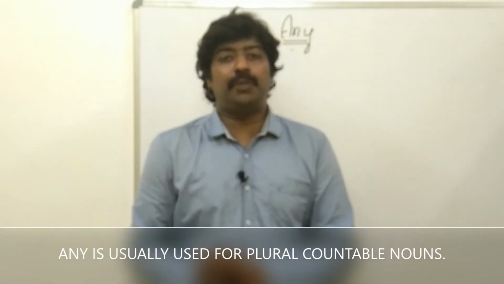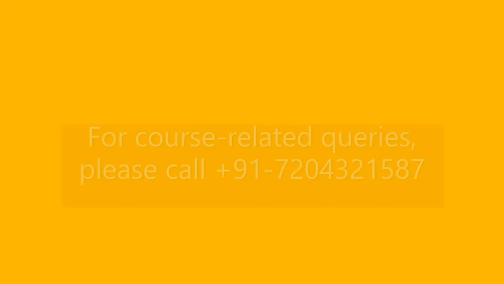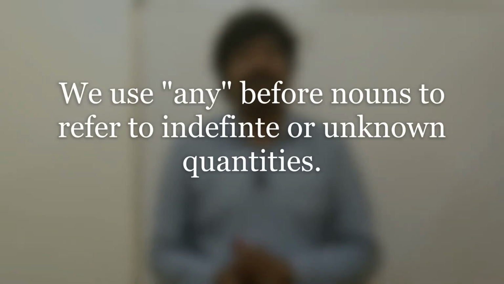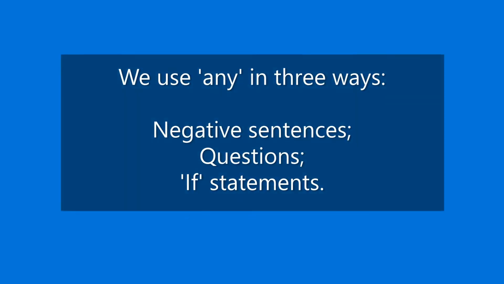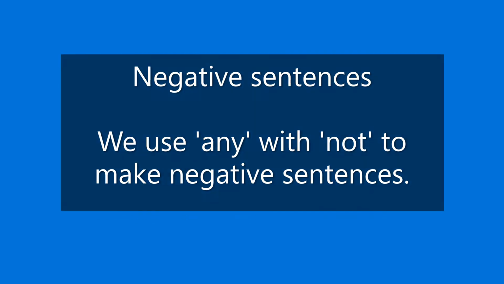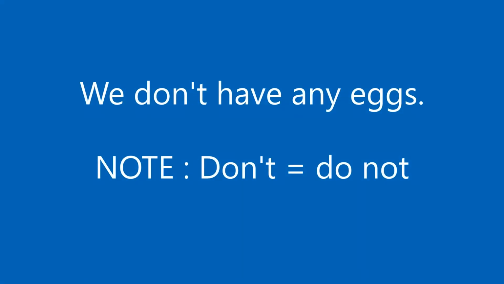Any is usually used for plural countable nouns. We use any before nouns to refer to indefinite or unknown quantities. We use any in three ways: negative sentences, questions, and if statements. Negative sentences. We use any with not to make negative sentences. We don't have any eggs.